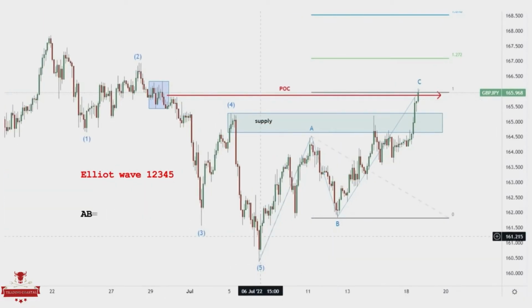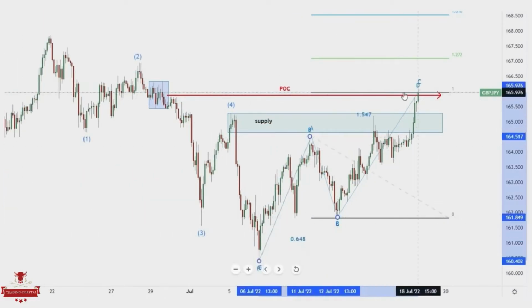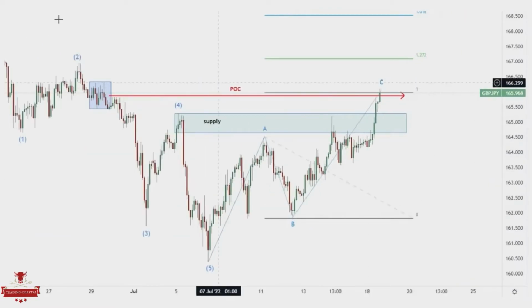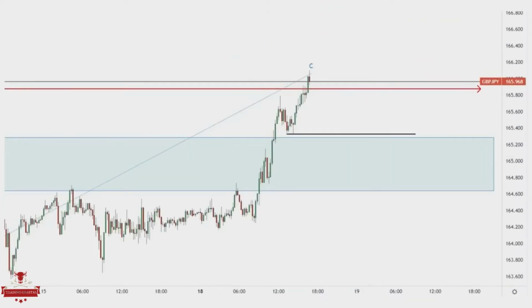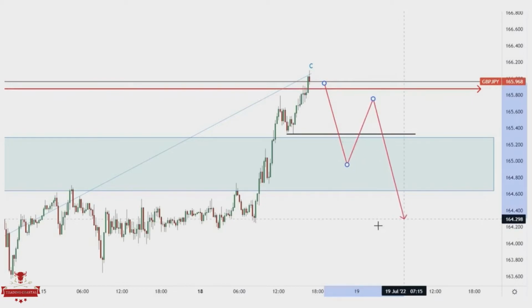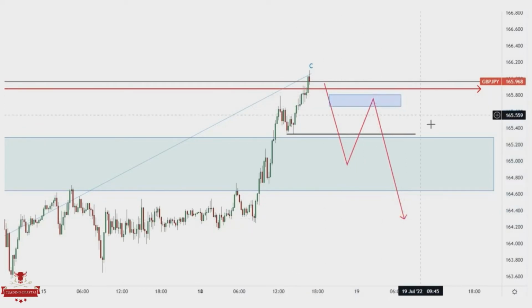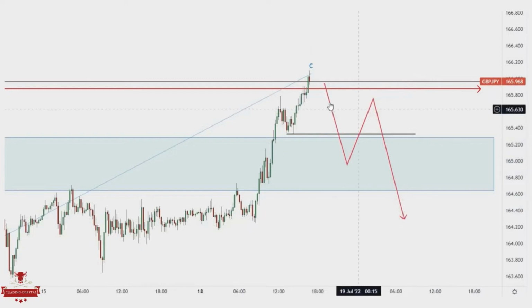The AB equals CD pattern and the touch of the fresh point of control. Let's hide the volume profile indicator in order to have a cleaner chart. We shifted to a lower time frame as we always do. We need a bearish sign before entering a sell trade. And what do we do in this case? We wait for a break of the last higher low and enter at the pullback, usually at a freshly created supply zone.